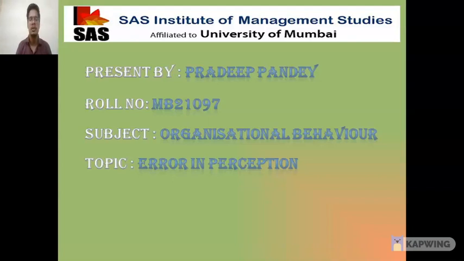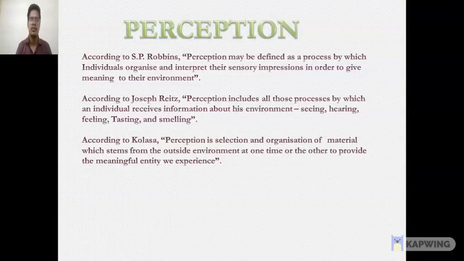I will be introducing you to the errors of perception. First of all, we'll have to study perception, and there are some definitions of perception. According to S.P. Robbins, perception may be defined as a process by which individuals organize and interpret their sensory impressions in order to give meaning to their environment.